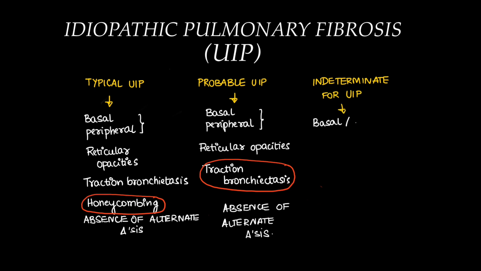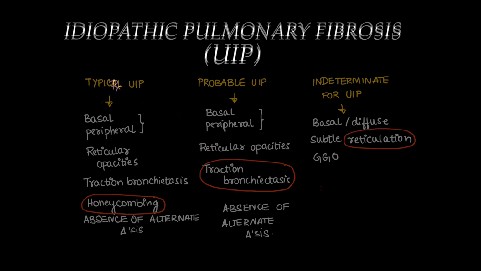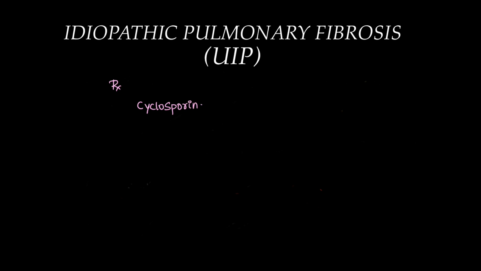In indeterminate for UIP cases, there will be basal or diffuse gradient, subtle reticulations, ground glass opacities. So only reticular opacities are present. It is indeterminate for UIP. What is the treatment for UIP? Cyclosporin and corticosteroids will cause symptomatic relief and reduce disease progression in acute exacerbations.